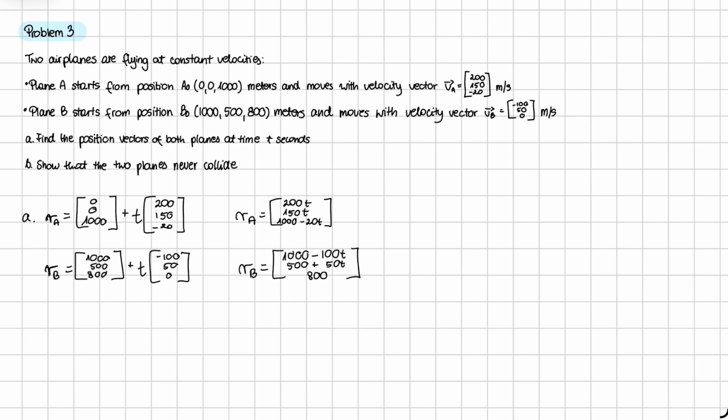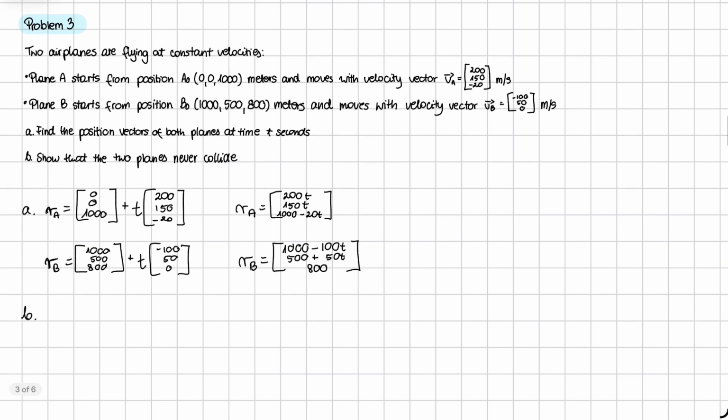B. Show that the two planes never collide. So they will collide if at some point they are the same. So we have to check whether they are the same at some point or not.